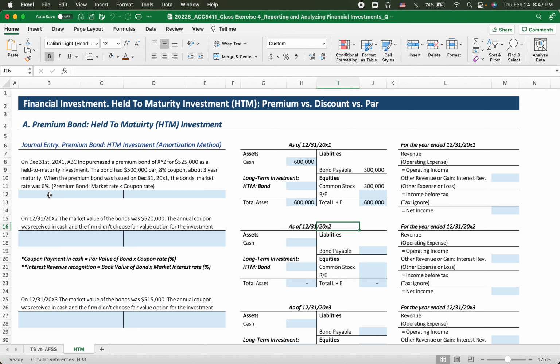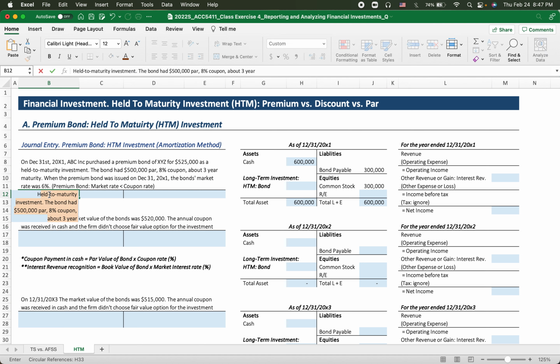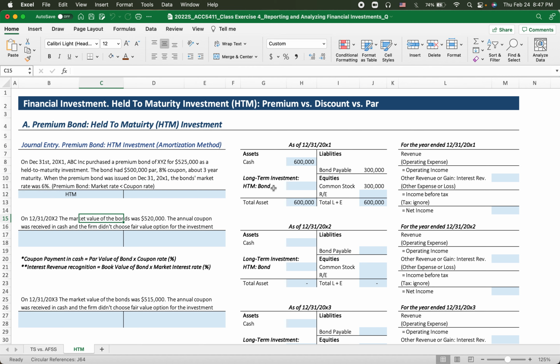So how do we record it? Okay, there we go. The HTM, which is bond investment. We are going to classify this HTM bond investment in the long-term investment because we are holding this bond until the maturity. And the maturity is about 3 years here. How much is the bond? Right here, 525,000, which is the cost of the investment, and then cash out 525,000.